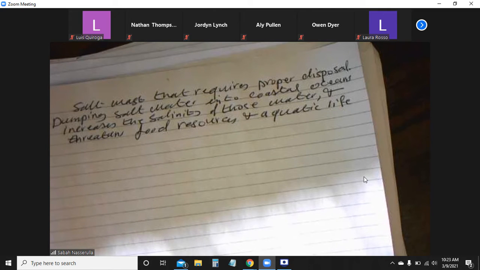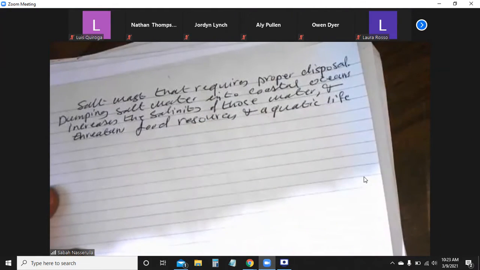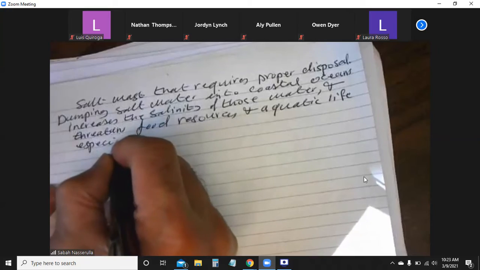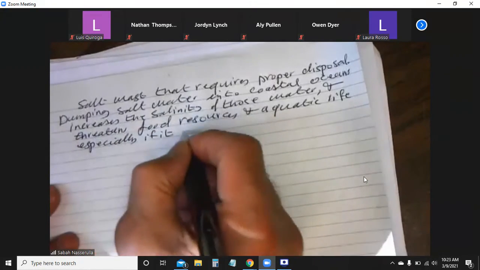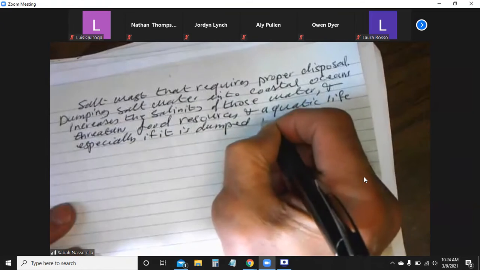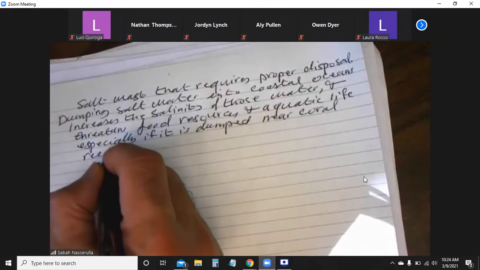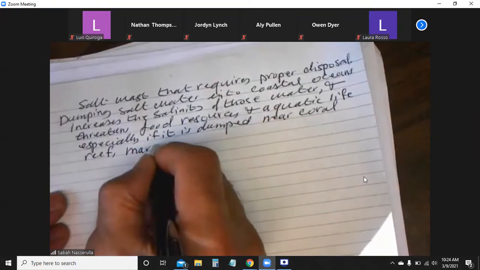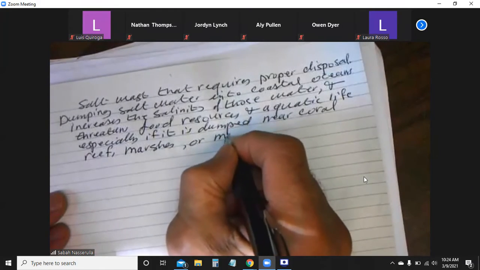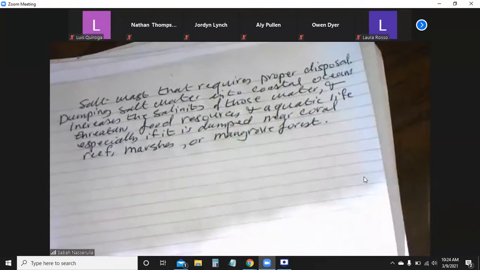And to mention this point here, threatened food resources and aquatic life, especially if it is dumped, for example, near coral reefs, or marshes, or mangrove forests.